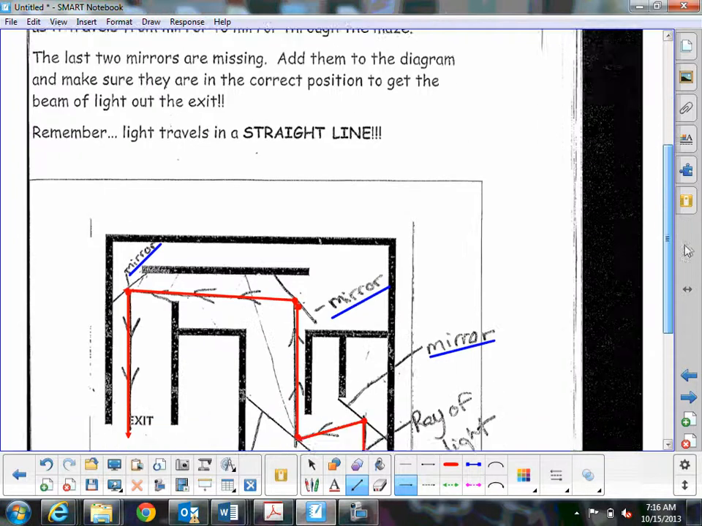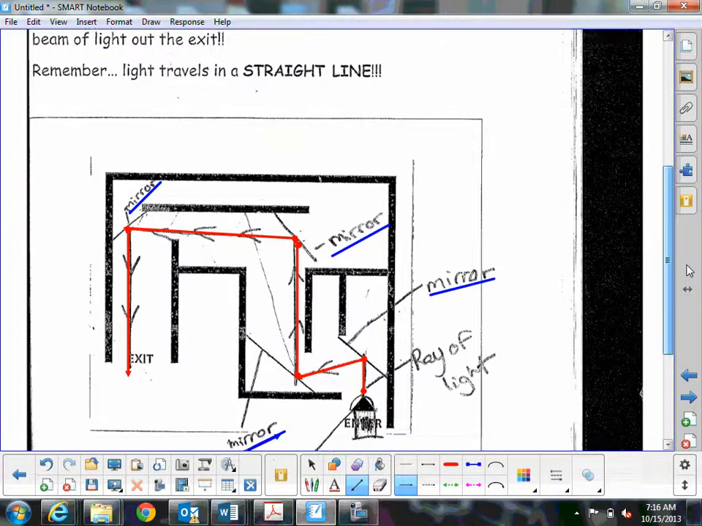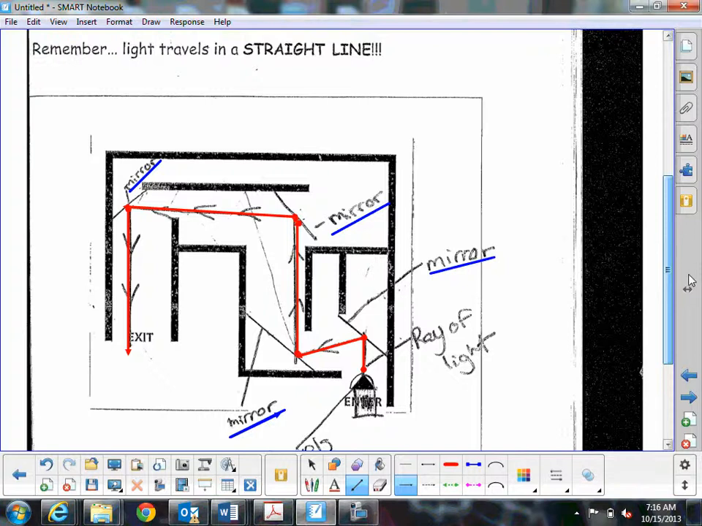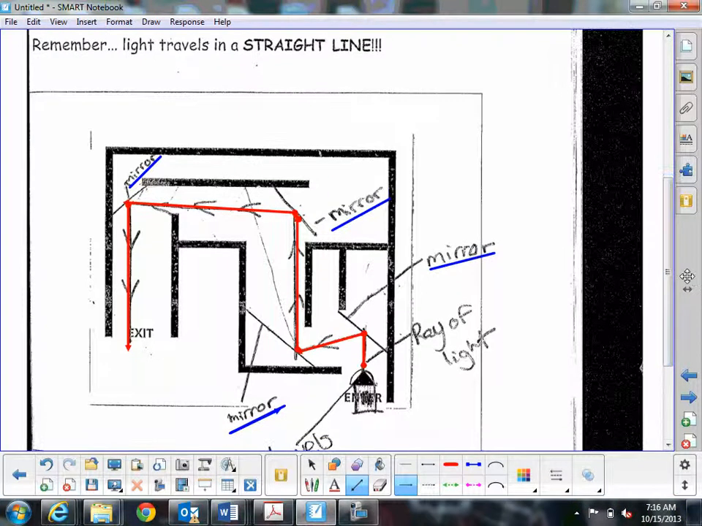We did this exercise in applying those concepts of light reflecting on angles with this maze and using diagrams of mirrors. You should have this in your book, and you should be able to apply the concept of reflecting light because you might be asked to do something similar to this on the assessment.